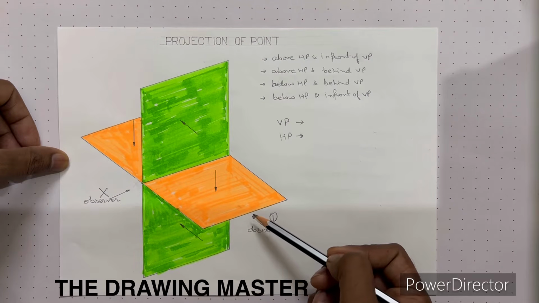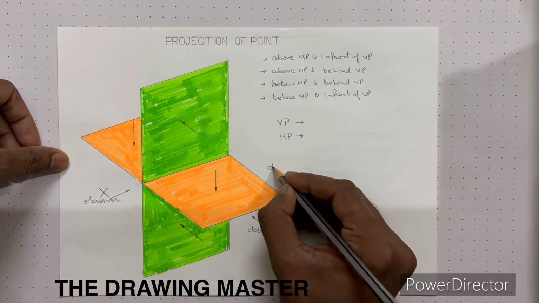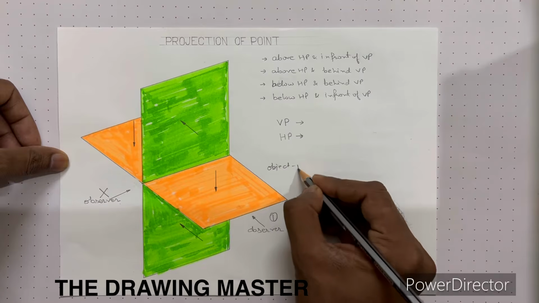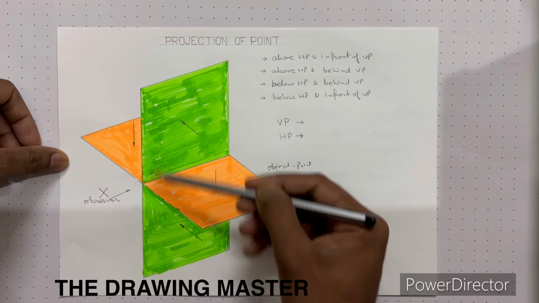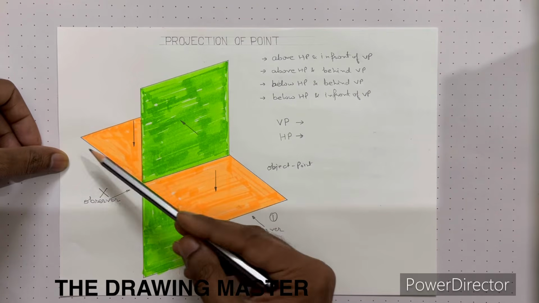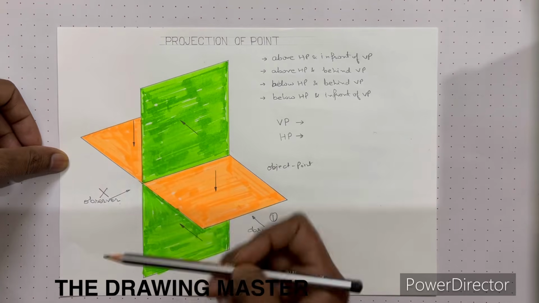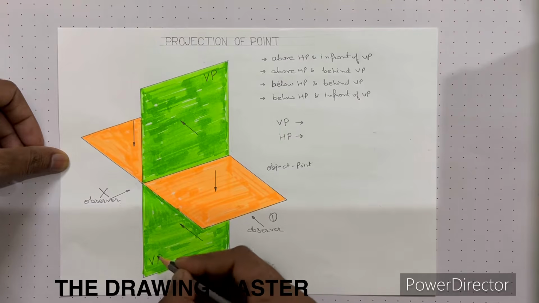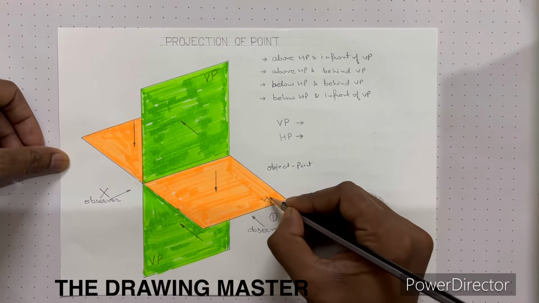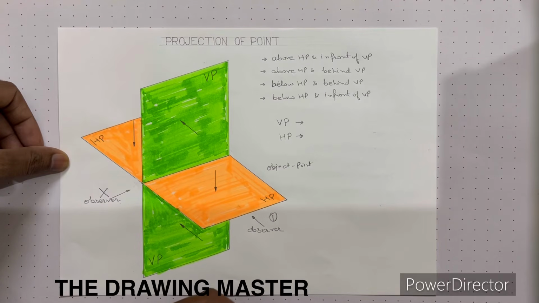Second requirement is the object. So now object is the point. Third requirement is plane. So this one is plane. We have two plane. One is VP and second is HP. This green one is the vertical plane and this is horizontal plane. We can write here VP. This is VP. VP means vertical plane. This is HP. HP means horizontal plane. We have two planes, right?